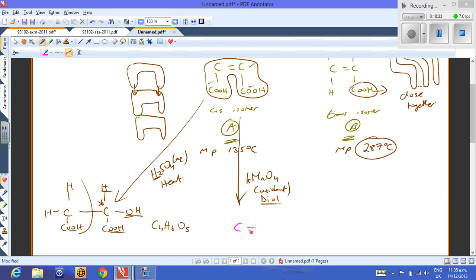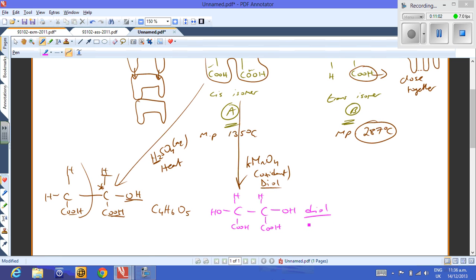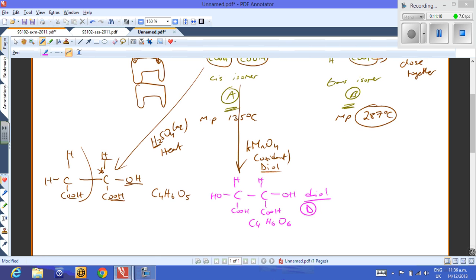So the double bond is now broken, and instead you get the carboxylic acid groups, which aren't touched. You can't further oxidize the carboxylic acid group, but your OH adds on there, and your hydrogens are still up there. So this is your diol situation. That should be compound D, and the molecular formula for compound D is C4H6O6. Okay, so that's compound D.